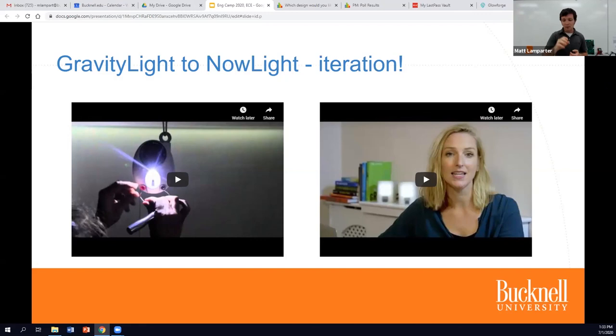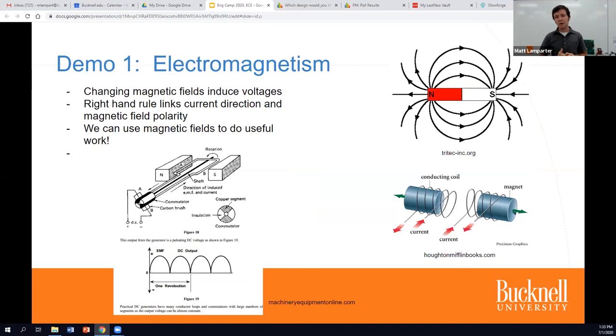But it brings me to my first demo. I'm going to talk for a minute or two about how this is going to work, and then I'm going to switch to my phone, carry the phone around, and show you how this demo works. The basic idea behind these gravity lights is that there's a generator in there. A generator and a motor are really the same thing; they just run in different directions.